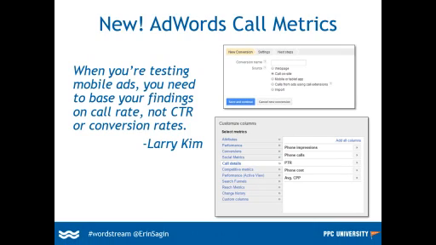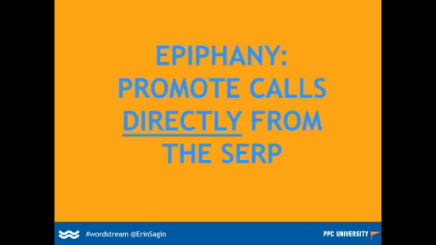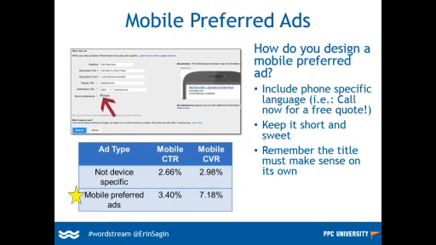This is amazing, right? Because now AdWords is saying, hey, instead of just basing your PPC, your mobile PPC strategy off the typical old metrics, now you can use these call metrics because we know that calls are so important. All right, so you need to be promoting these calls, and in fact, promoting them directly from the SERP, so you never lose people to a leaky landing page. How do we do that?